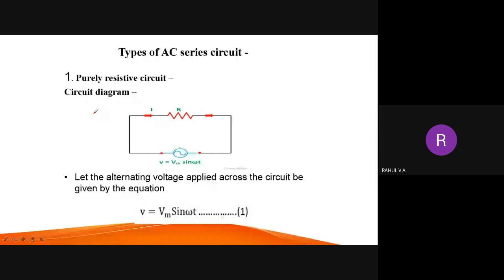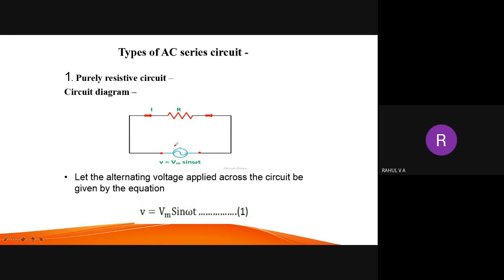Types of AC circuit. There are three basic types of AC circuit. The first one is the purely resistive circuit. The second one is the purely inductive circuit. The third one is the purely capacitive circuit. First we will discuss what a purely resistive circuit is. A circuit is called a purely resistive circuit when only resistive components are available in that circuit.